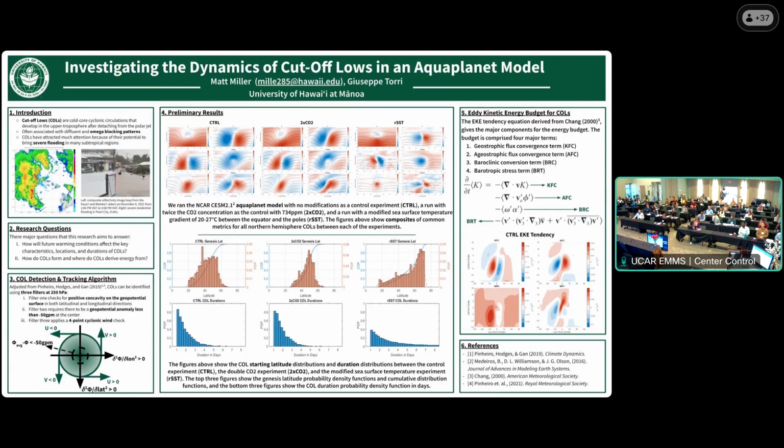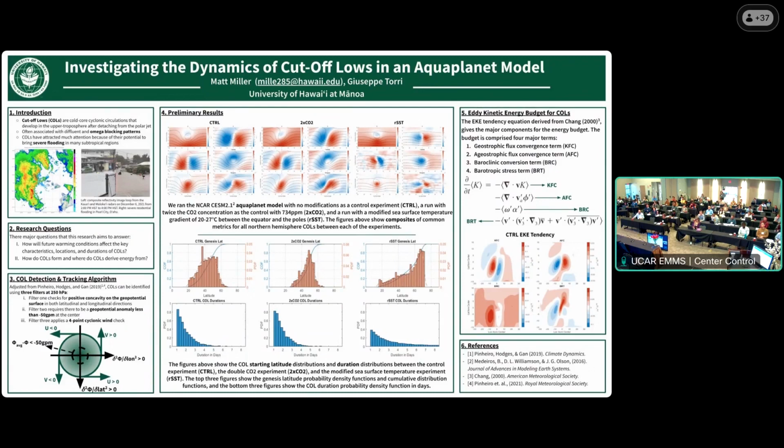Over the years, cutoff flows have attracted much attention because of their potential to bring severe flooding to many subtropical regions. In Hawaii, for example, these cutoff flows are called Kona lows, because the term Kona refers to the anomalous southerly winds that these storms bring to the islands. These storms can trigger heavy rainfall, flooding, and mudslides that cause major infrastructure damage, like the Kona low in early December of 2021.